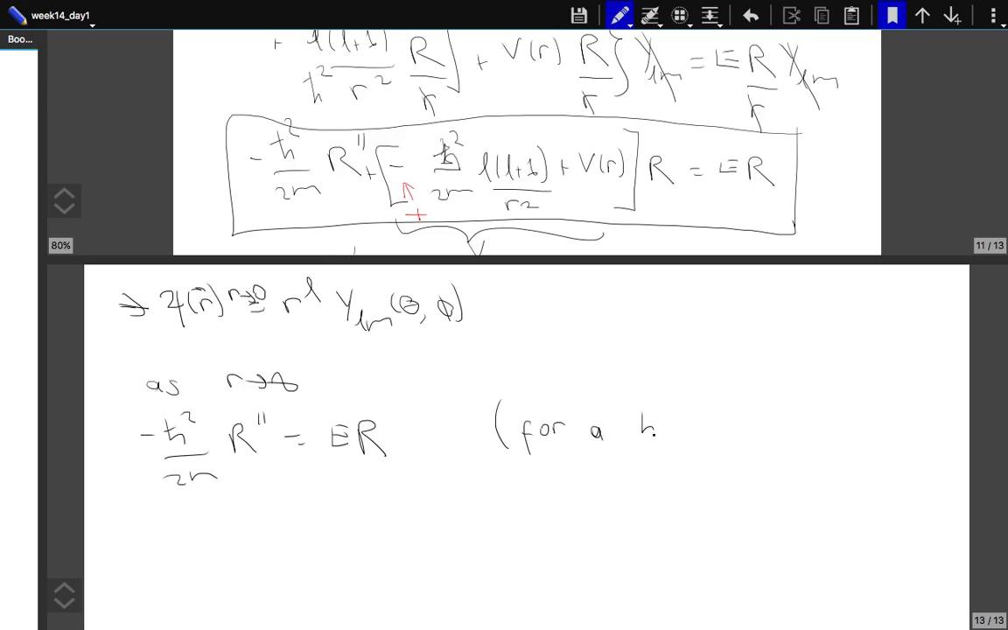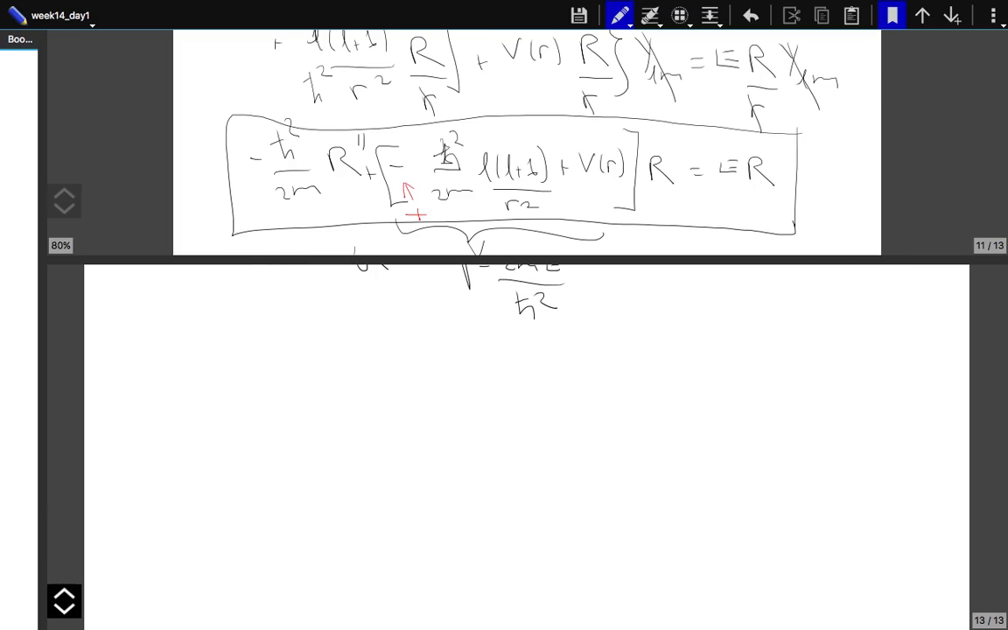For a bound state, that's a state that is localized around some region, which doesn't go to infinity, E should be less than zero. The total energy of my system should be less than the value of the potential energy at infinity. So I can define kappa to be the square root of minus 2mE over h bar squared. So my radial function goes, as r goes to infinity, as e to the power minus kappa r.